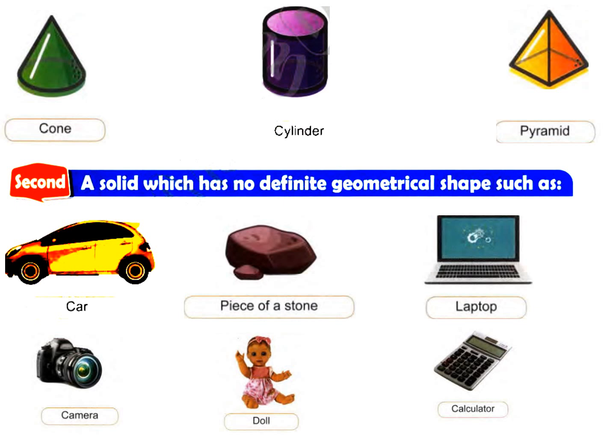Again, I have two kinds of solids. The first kind is called geometrical solid, and the second is non-geometrical or undefined geometrical solid. Examples of the first: cuboid, cube, sphere, cone, cylinder, and pyramid. Number 2, a solid which has no definite geometrical shape, such as car, piece of stone, laptop, camera, doll, and calculator.